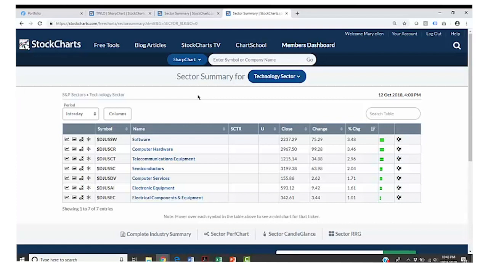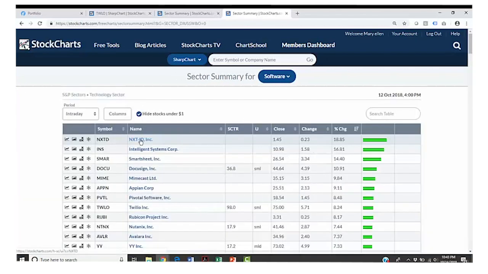And it's going to take me to software. Software as a group year to date. Prior to the beginning of October, there were names and areas within this group that were up over 41% year to date. So we're going to just go ahead and click on to that software.